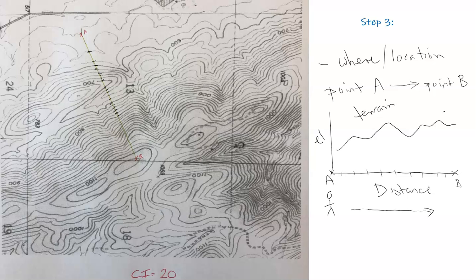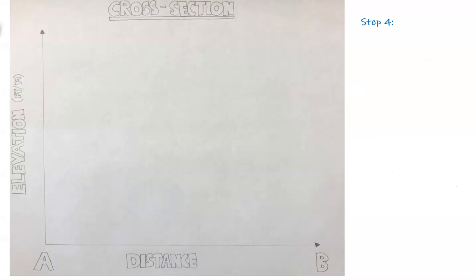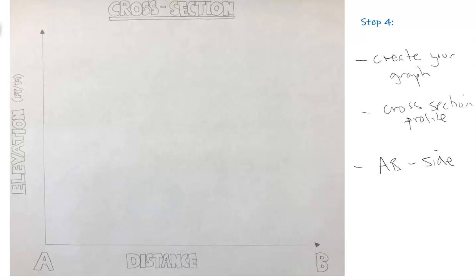Let's do it a different way on this video. So step 4 is you're going to start to create your graph, your profile, your cross-section or profile. Now this means that you're going to look at point A to B from the side, right? Don't forget the contour map itself, or the lines, you're looking from an aerial perspective, from the air, bird's eye view, looking down on the landscape. Now you're going to look across from the side to create a profile view.